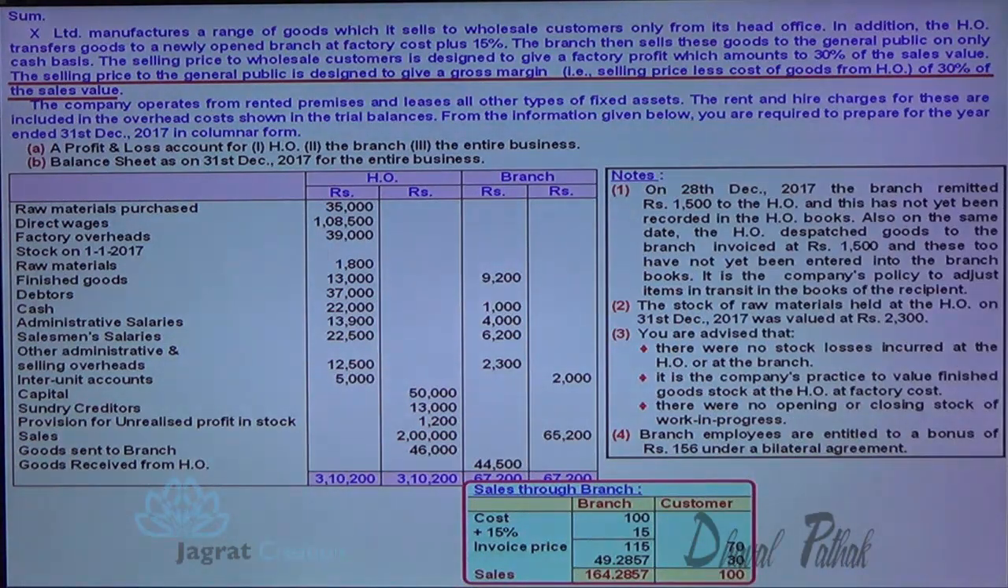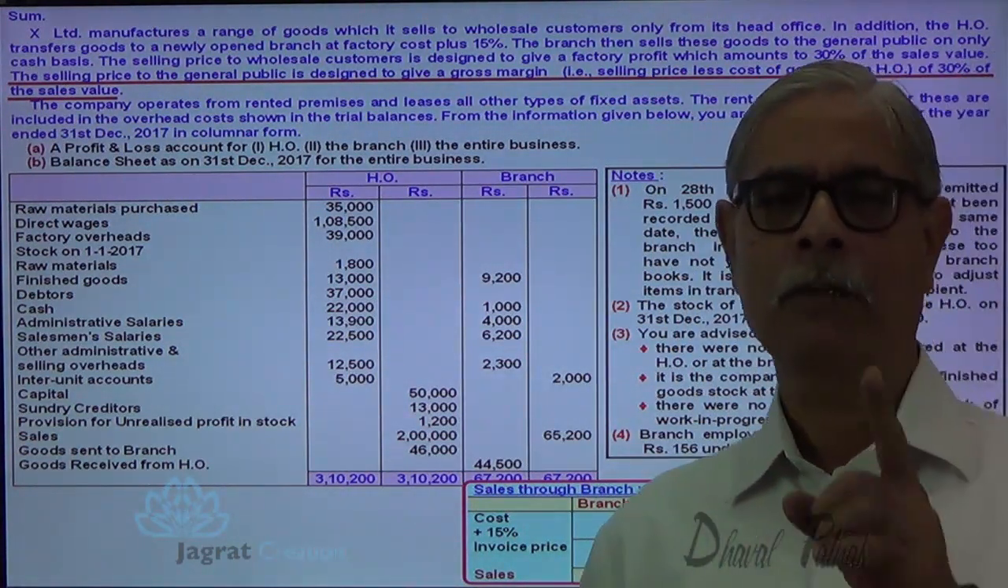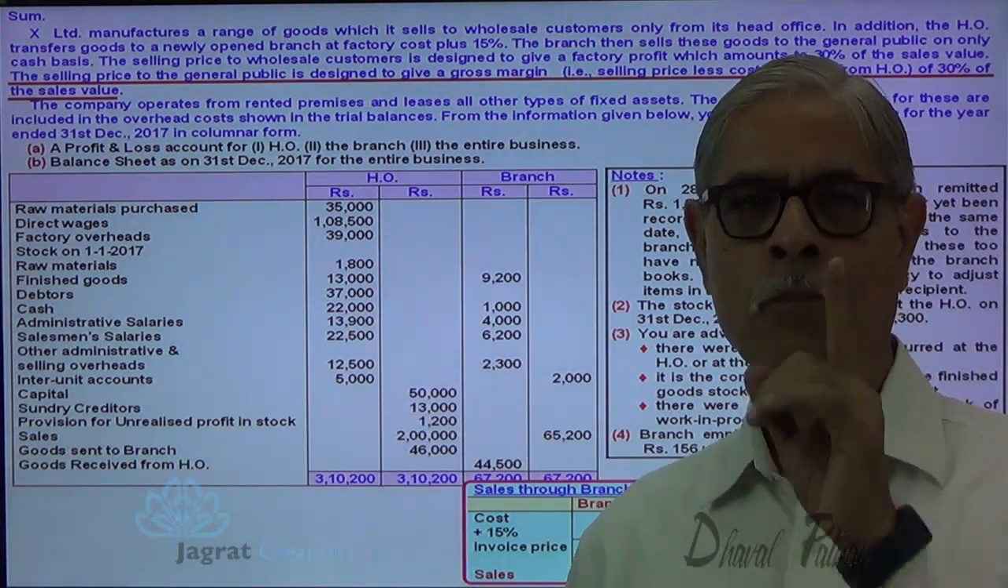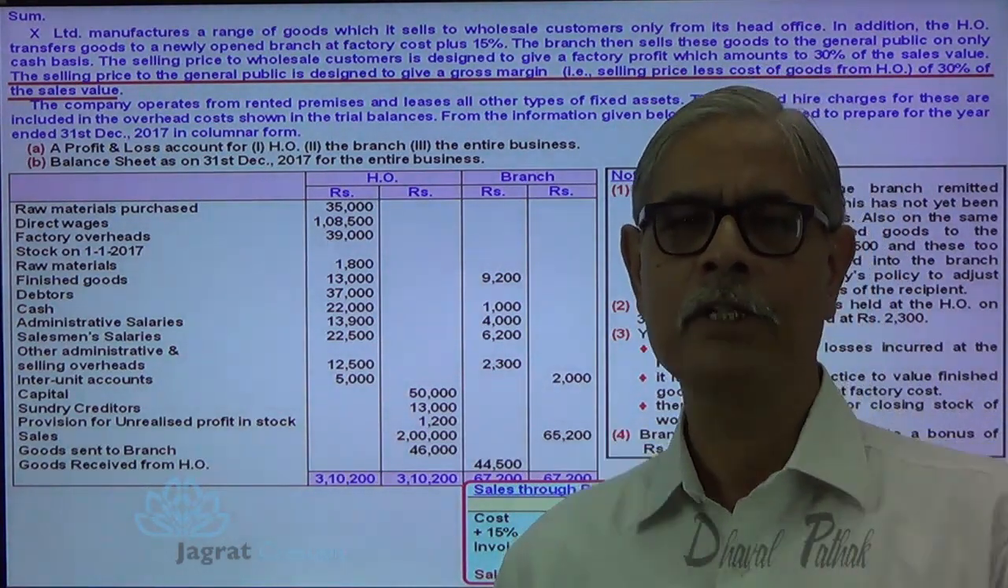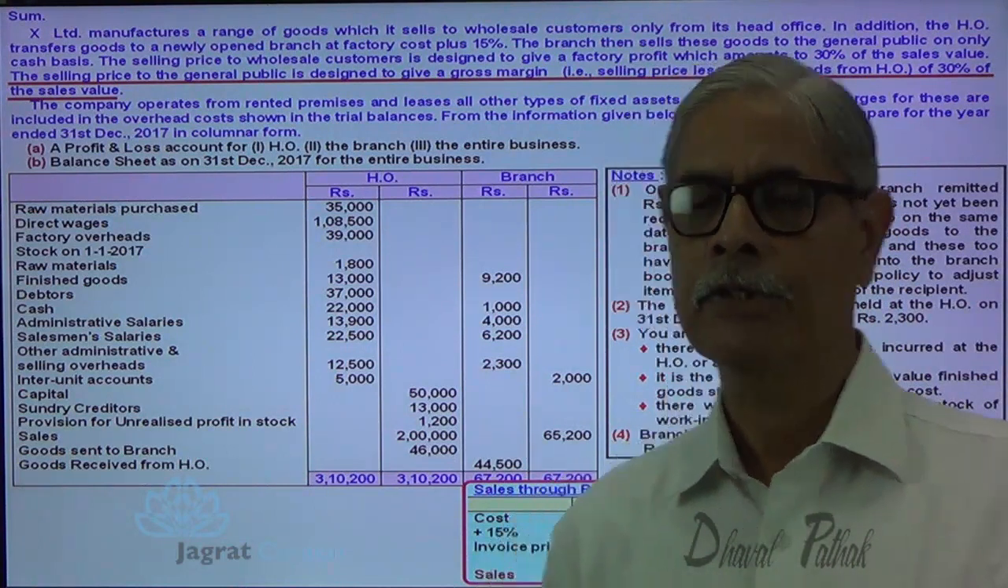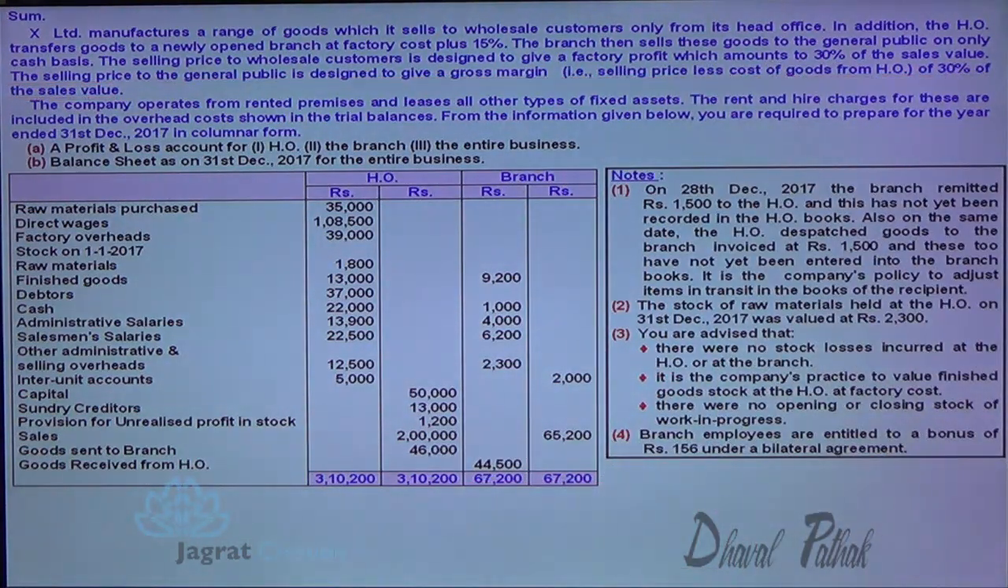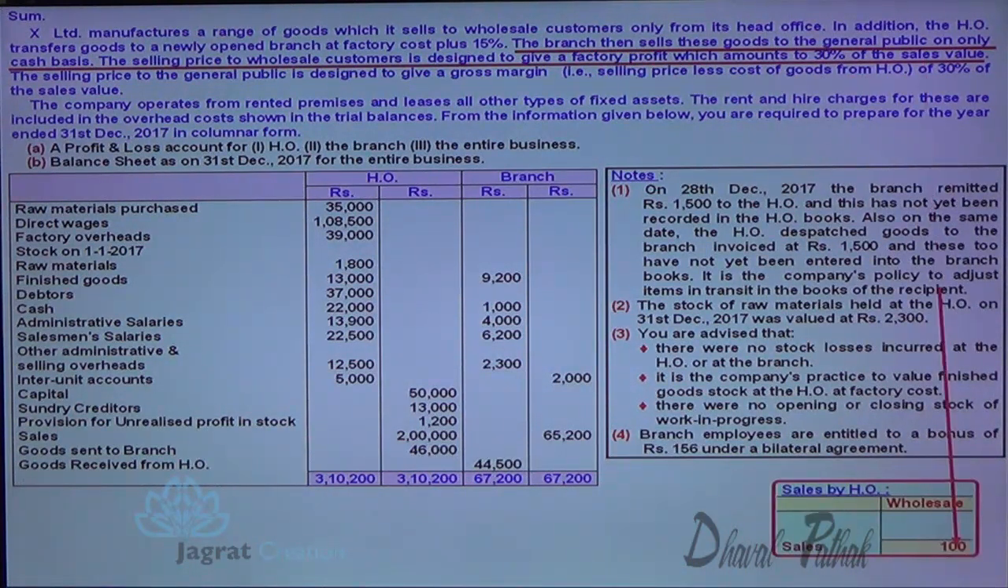Now this information is very important to me for the purpose of finding out the closing stock of finished goods at HO and at branch. Same way, sales to wholesaler: 100 is the sales value, then 30 is the profit. So factory cost of goods sold is 70. This is the relationship between cost, profit and sales for the sales made to wholesaler by head office.